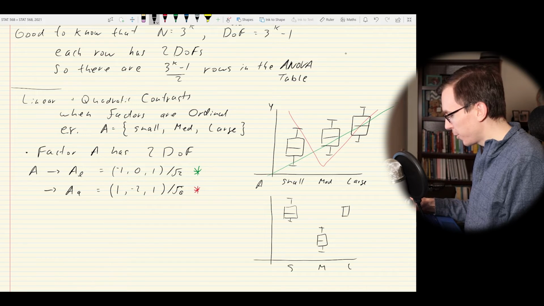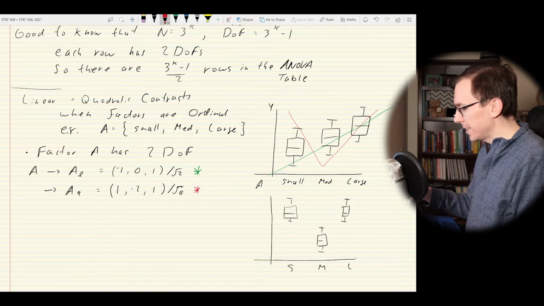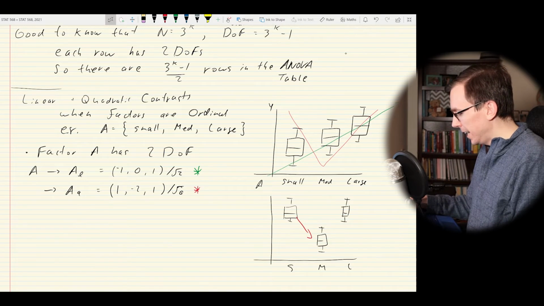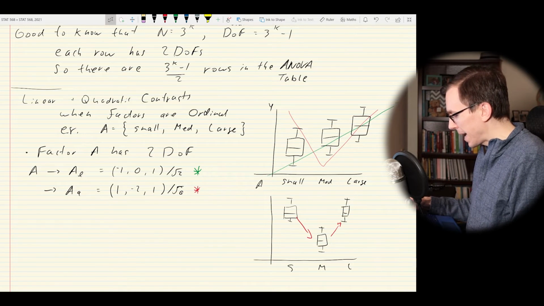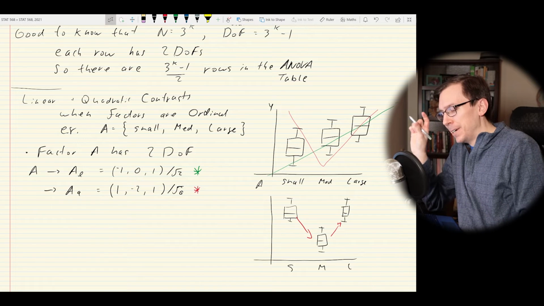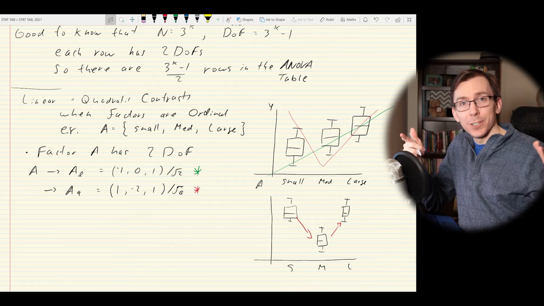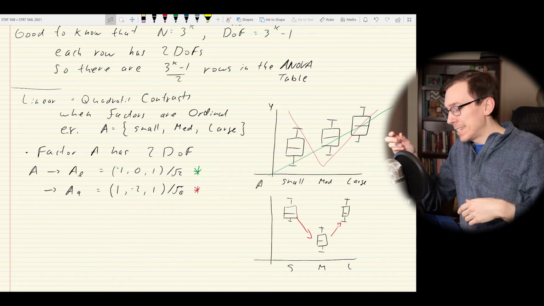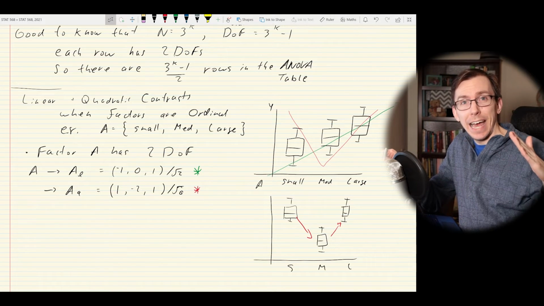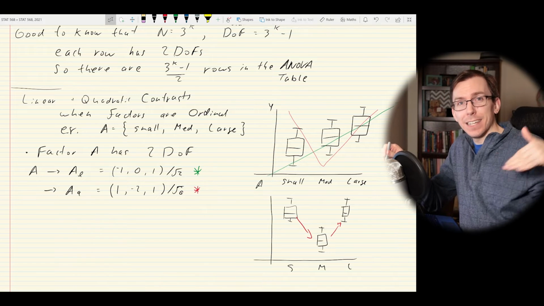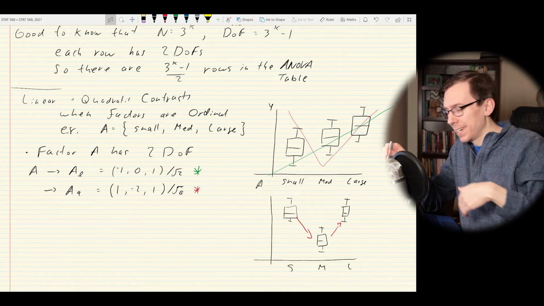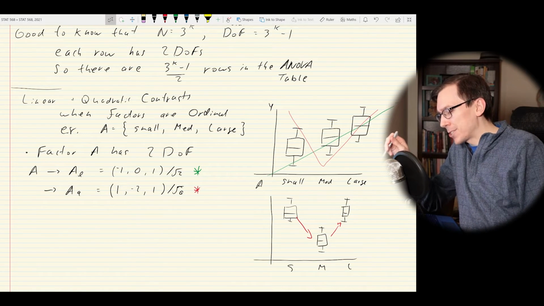We would have a strong quadratic contrast and a weak linear contrast, because now it looks like it goes down and back up again. Now, it doesn't just have to go down and up. It could be the reverse of that. It could go up and down. And similarly with the linear contrast, it doesn't have to step increase. It could also step decrease. And that's what these contrasts are looking for.